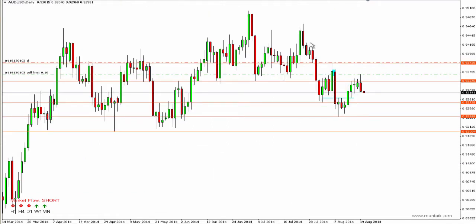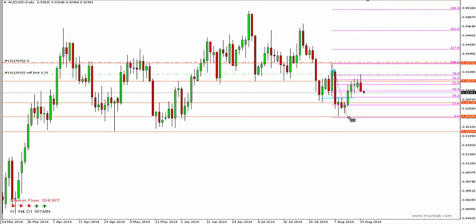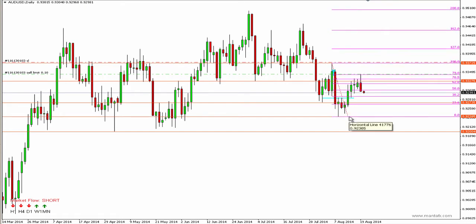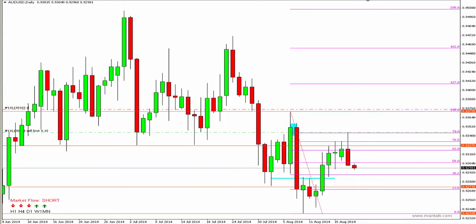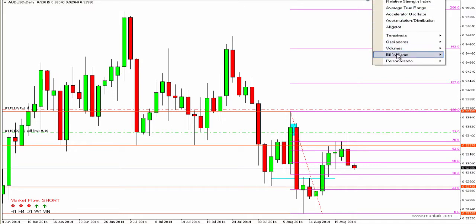Let's just throw in the fib to see what the entry level was. Yep, picture perfect 79 level. Let's zoom in. Yeah, there you go. Once again, let's also throw in the mid and big figures.